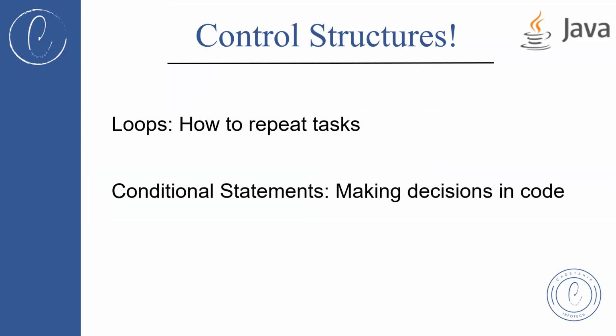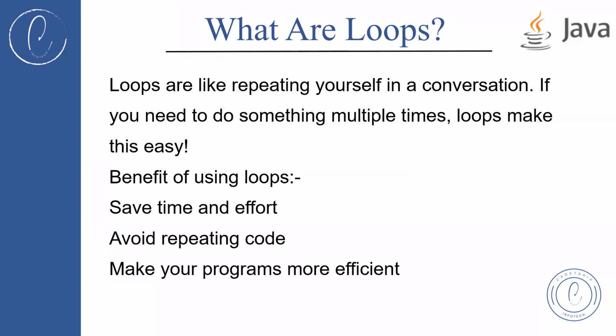First are loops. Loops tell us how to repeat a certain task a certain number of times. Next are our conditional statements. Conditional statements help us make decisions in code. So these are our two types of control structures. First we will learn about loops.